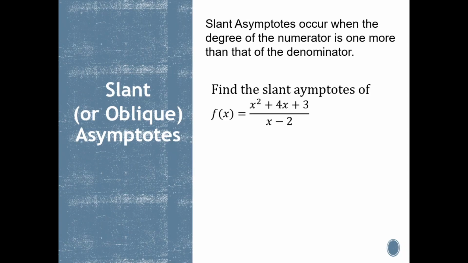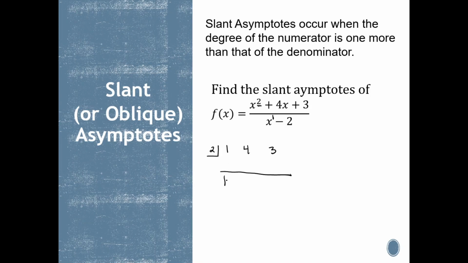All right, let's talk about those slant asymptotes. The slant ones occur only when the numerator's degree is one more than the denominator. So to find it, we're actually going to do the division. The easiest thing is to go back to our synthetic division. If this denominator, of course, is not linear, you would have to use long division.